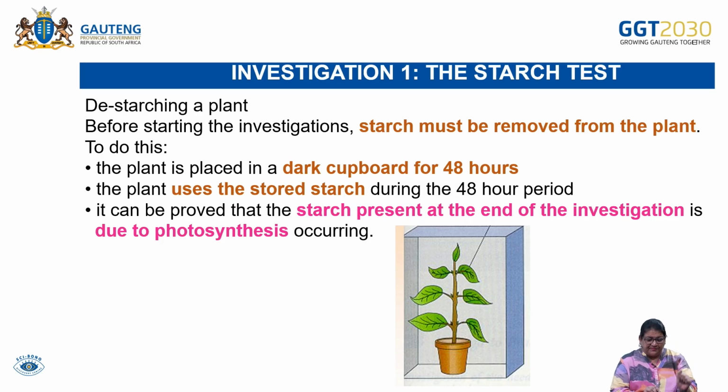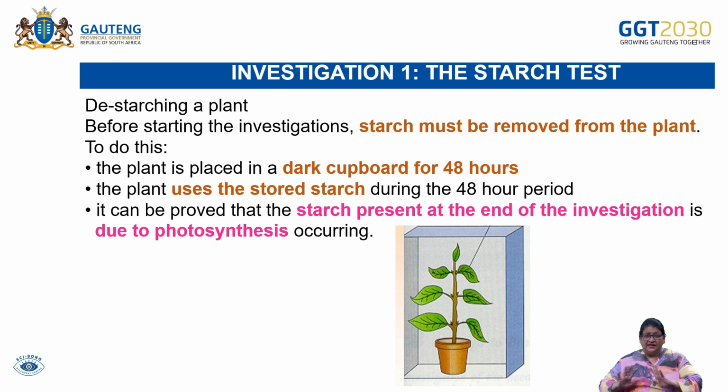So we're going to do the starch test. What's the first step? De-starch a plant. So before starting the investigation, starch must be removed from the plant, okay, because it was already standing in the sunlight with all the relevant raw materials. So obviously you know that plant is photosynthesizing because it's growing, it's green, it's not dying. But now how do we know? We want to start fresh.